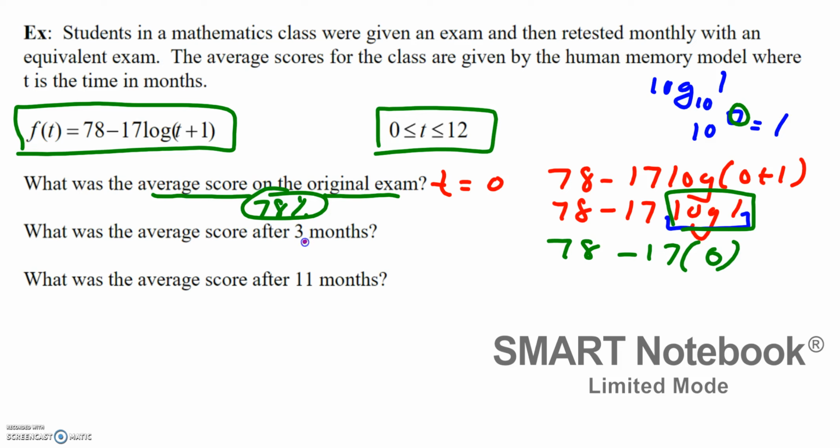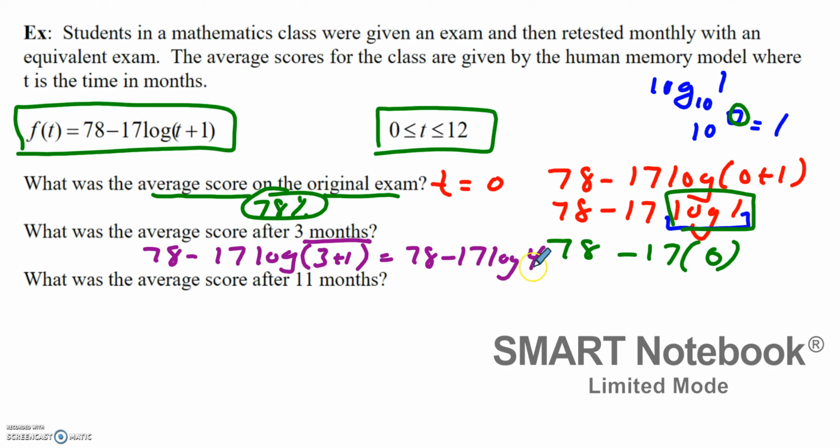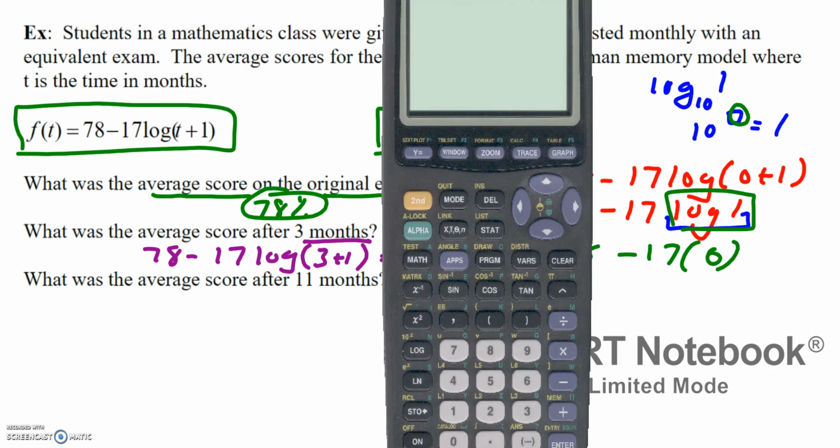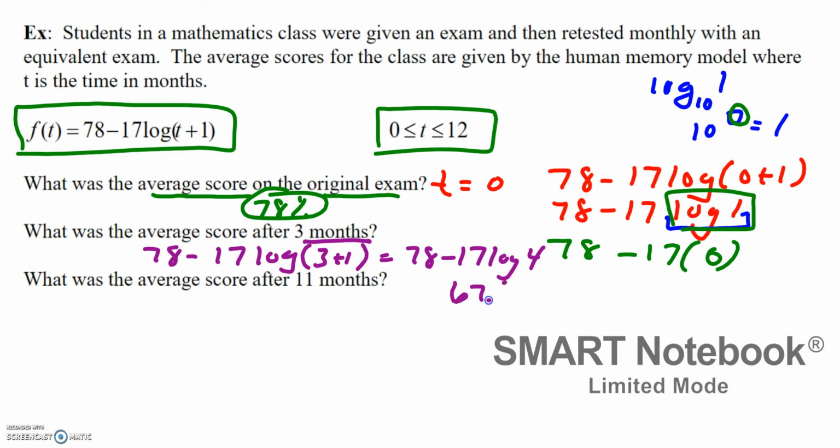What is the average score after 3 months? Okay, so that means I'd have 78 minus 17 times the log of 3 plus 1, or that would be 78 minus 17 log of 4. Now this one, I would suggest plugging it directly into your calculator, because 10 to a power does not give you 4 nicely. So if you plug this into your calculator directly, you would do 78 minus 17 times the log of 4, you would get 67.76%. So in purple here, 67.76%. So over time, it did drop about a letter grade.